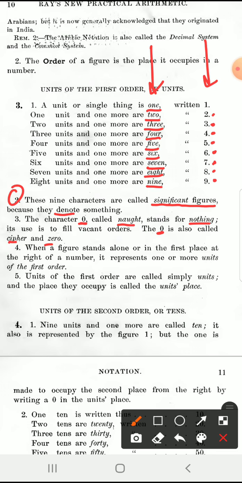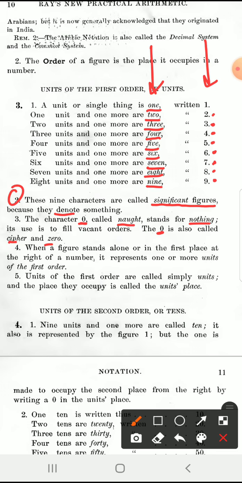The number 0 signifies nothing. It marks an empty place in a number in the Arabic notation. All of the other 9 figures, because they signify something, are called significant figures. 0 is not a significant figure because it actually signifies nothing. Let's move on to point number 4.